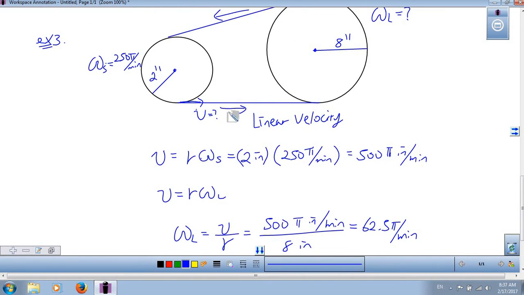This is a very useful setup in mechanics, especially if you're pedaling a bicycle, because usually we pedal on the larger gear, and it drives the smaller gear, and the smaller gear drives the wheel of the rear bicycle. So let's go ahead and take a look at that example.